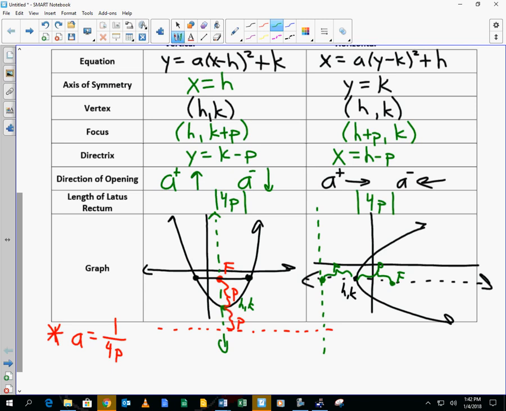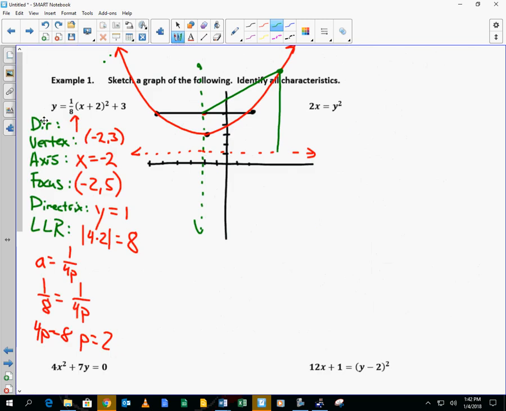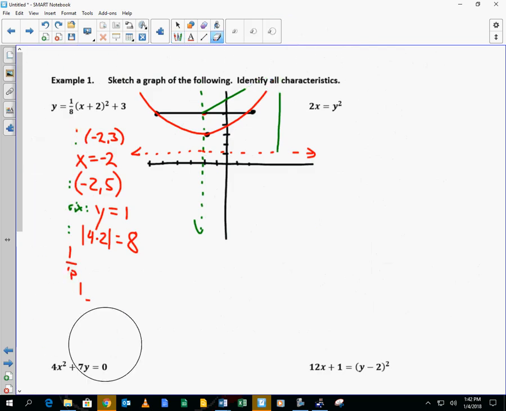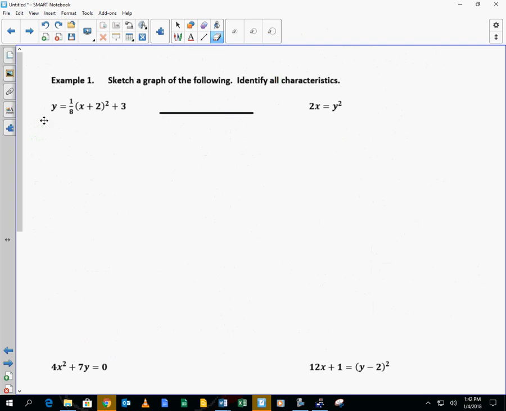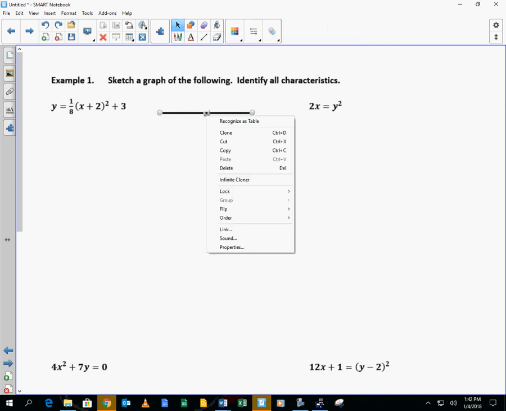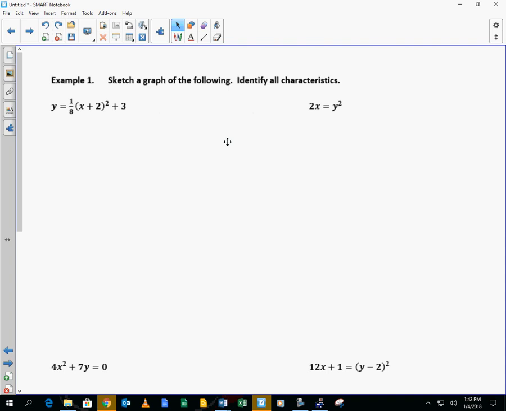Okay, flip it over. Let's look at this second example. We have 2x is equal to y squared. Horizontal or vertical parabola? Right. Would you like to solve for x or for y in this situation? Yeah, we want x equals because the y is being squared, correct?